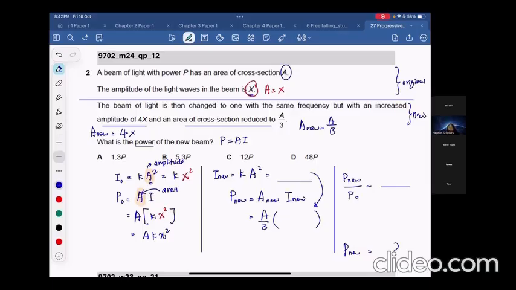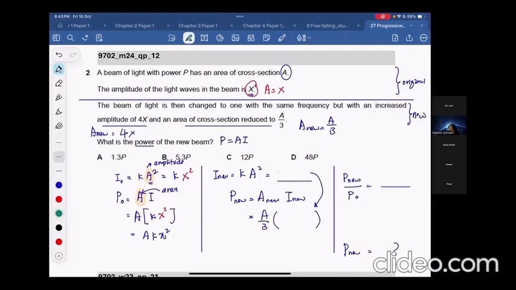Kai Qian, correct. Fawa, correct. Washini, correct. Good job. So here I want to emphasize I equals Ka squared. This is amplitude. Power equals AI. This is area. It's different. Wesley, correct. Okay, since a lot of you are correct, then we can go through it.